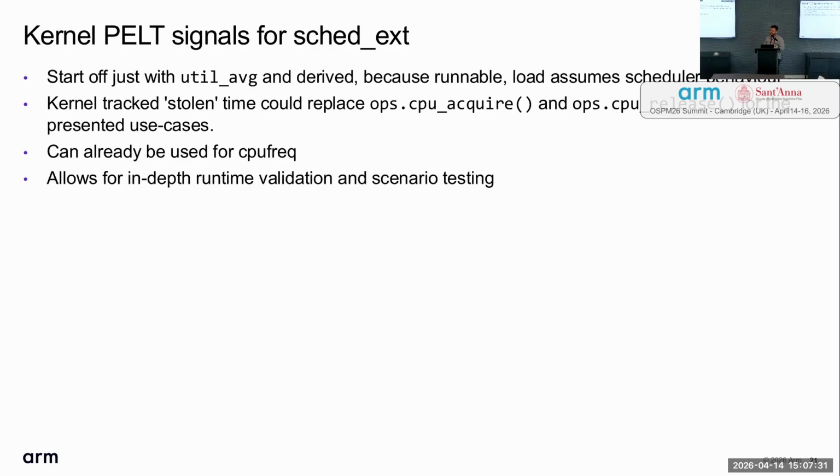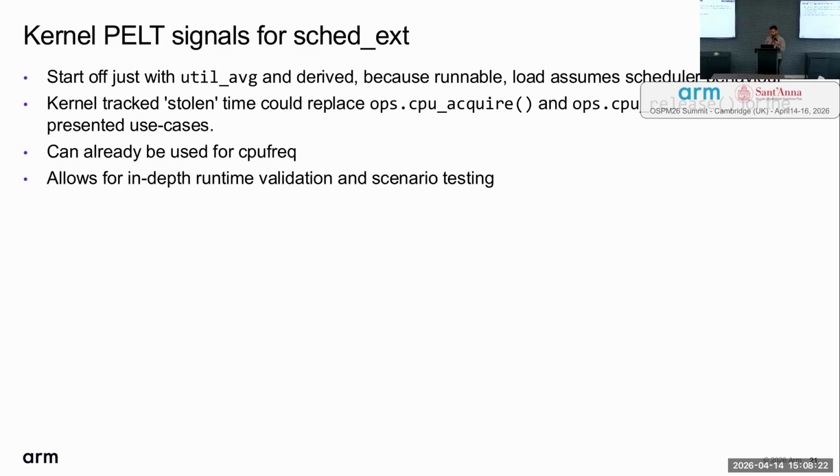Maybe we can provide something in the kernel, maybe just util average, because that's pretty straightforward. It's more or less directly derived from running time and scaled and that sort of thing. Also, of course, UTS, when tasks wake up, that's not really a BPF scheduler decision. Also maybe runnable, it's debatable, but load assumes a lot of scheduler behavior. It's not obvious how you could provide load to the kernel without assuming anything about the BPF scheduler behavior. I think the CPU acquire and release is also a bit nasty. You could probably just track in the kernel how much time was stolen from you.